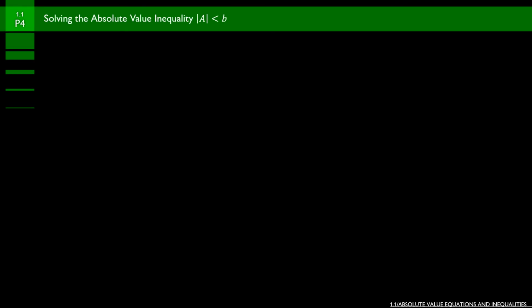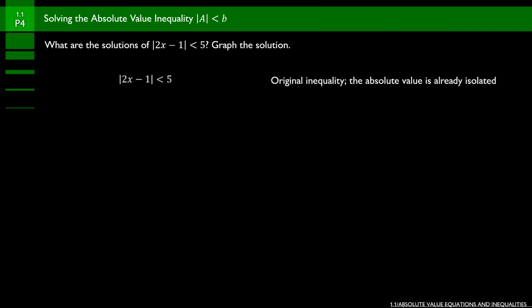We're going to use interval notation to graph in this next problem. So we're looking at solving the absolute value inequality: the absolute value of A is less than B. And the question is, what are the solutions of the absolute value of 2x minus 1 is less than 5? Graph the solution. So our absolute value has already been isolated, so we're going to go ahead and split this into two separate inequalities. Our first inequality is going to be 2x minus 1 is less than 5.